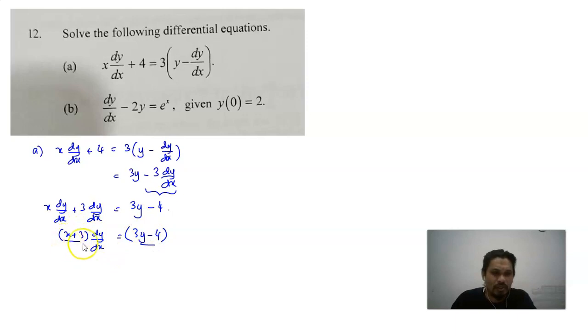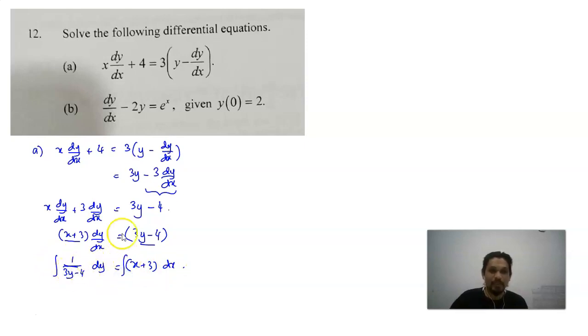Both are divided, right? So 1 divided by 3y minus 4 dy equals x plus 3 dx. There you go. Now you can see there is the variable y on the left side and x on the other side. So it's time for us to integrate left and right.